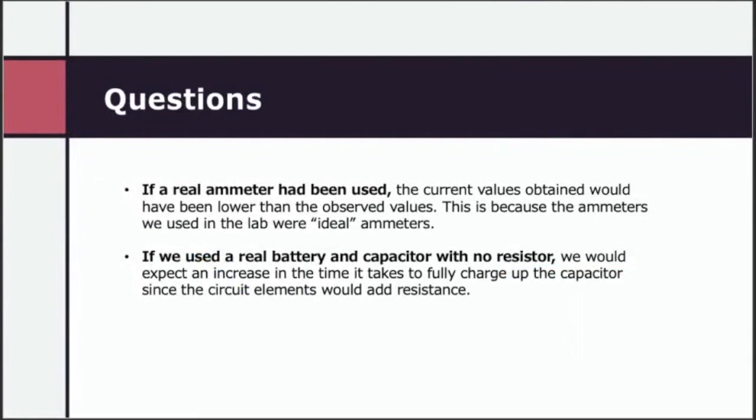If we did this experiment in real life, the current values obtained would have been lower than the observed values. This is because the ammeters we used in the lab were ideal ammeters. Real ammeters have resistance. Finally, if we used a battery and capacitor with no resistor, we would expect an increase in the time it takes to fully charge up the capacitor. This is because the circuit components would no longer behave as ideal elements and would therefore contain some internal resistance as current passes through. Thank you.